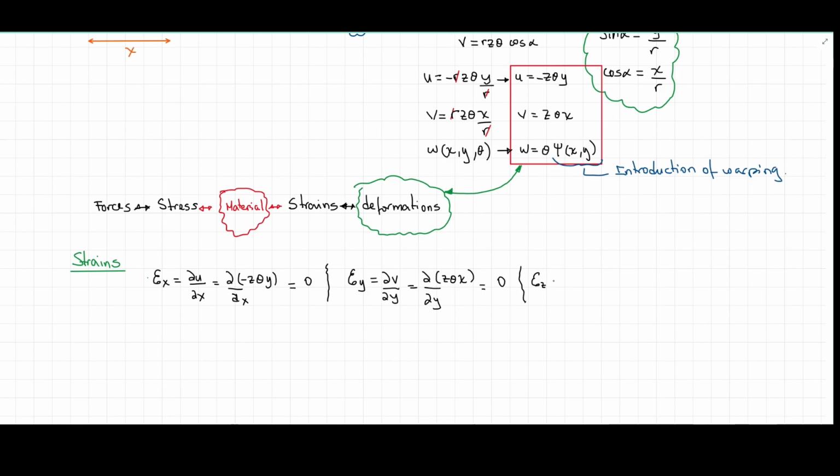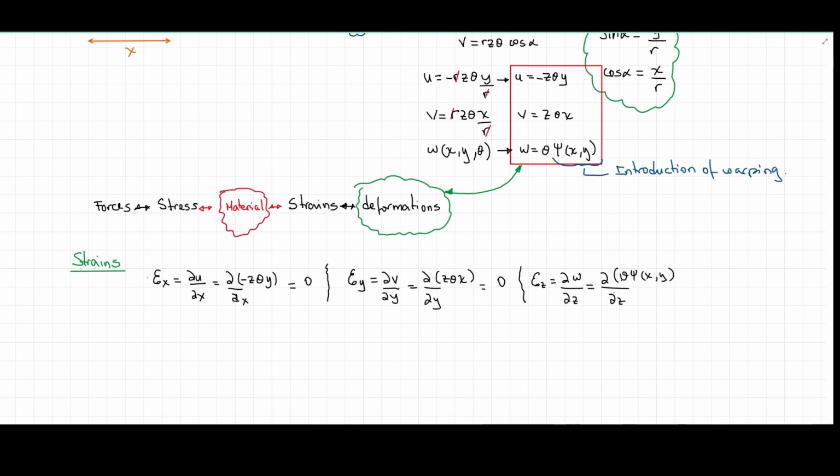So epsilon z equals the derivative of w with respect to z, and then that's going to be equal to, let me write it better, the term that represents the warping of my whole problem here. It's a little bit bigger. Now, let's see, I also see that none of these terms varied with the z direction.